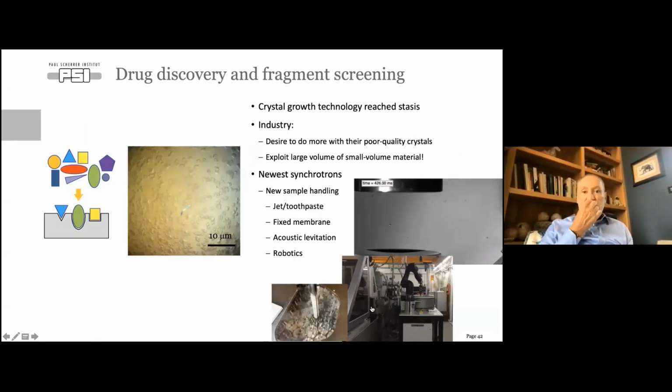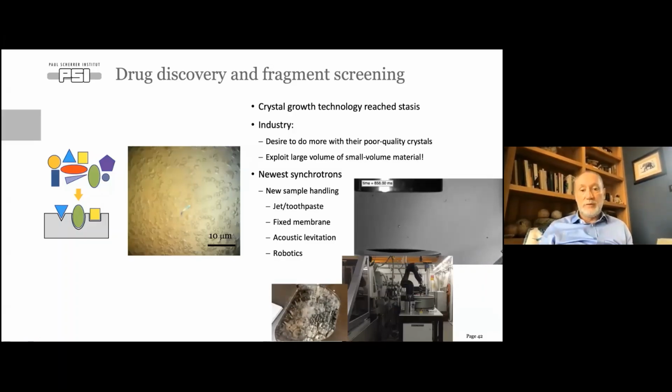Now, in the newer synchrotrons, there are novel ways of handling these kind of very tiny crystal samples. For example, as a jet or a toothpaste, which was originally developed for the XFEL, or a fixed membrane, or indeed acoustic levitation. One sees a nice little video here of a small sample just being spat into this acoustic levitator. And of course, everything nowadays is done to a large extent through automatization.